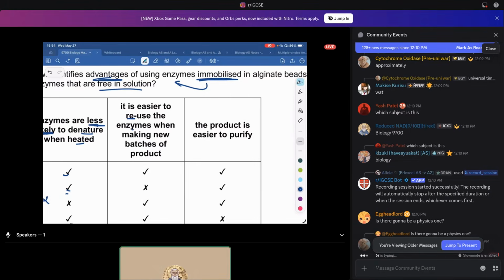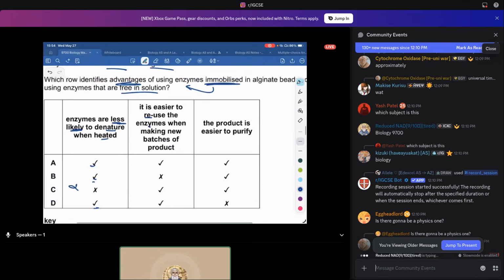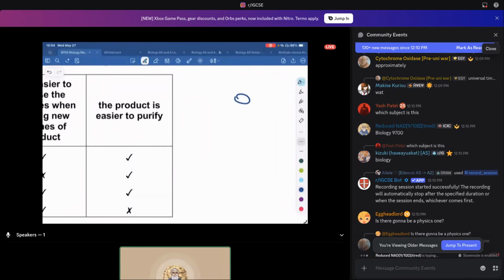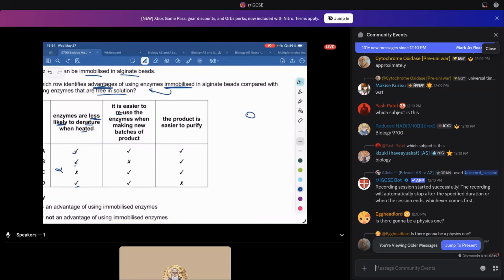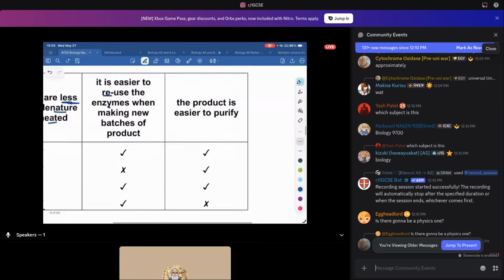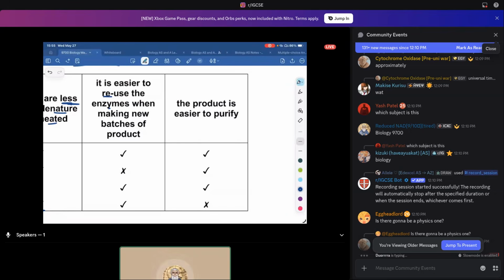It is easier to reuse the enzymes, correct. It is easier to reuse the enzymes when making new batches. Why? Because I can put the enzymes in a test tube and pass the substrate solution through it, all the way down, and the enzymes are still there in the immobilized beads. But if they are free, then they'll be in the mixture and it'll be difficult to remove them and then reuse them.